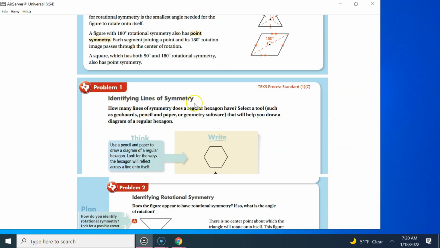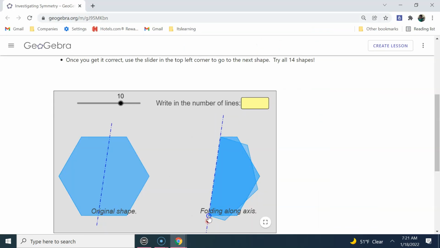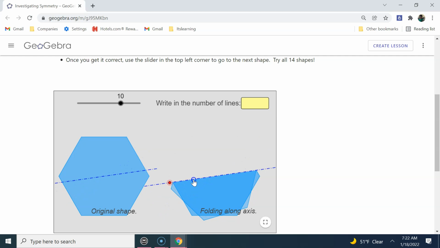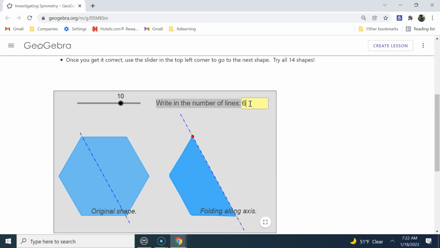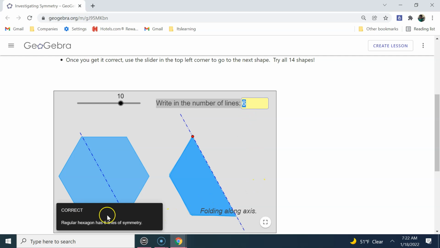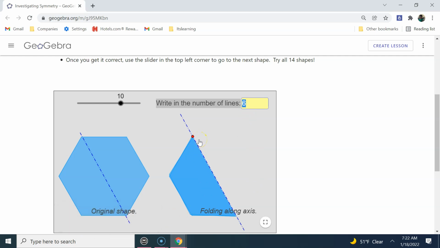So we're going to identify the lines of symmetry of a hexagon, and I'm going to use a web tool. 1, 2, 3, 4, 5, 6. You have 6 lines of symmetry for a regular hexagon. That was the example that was given.